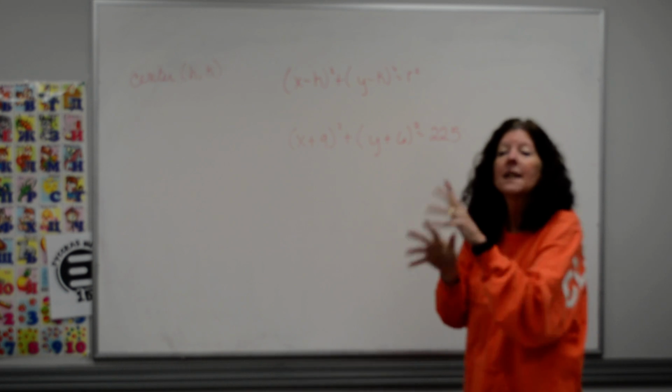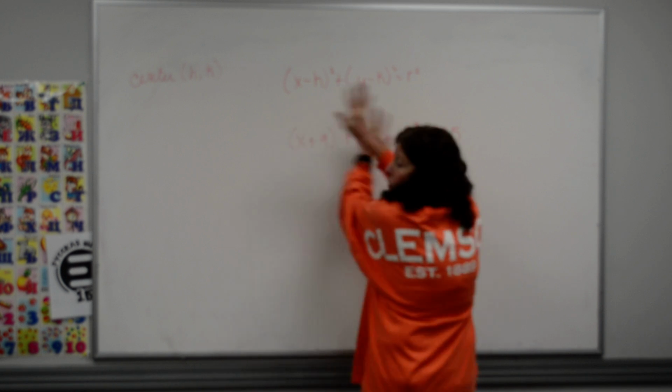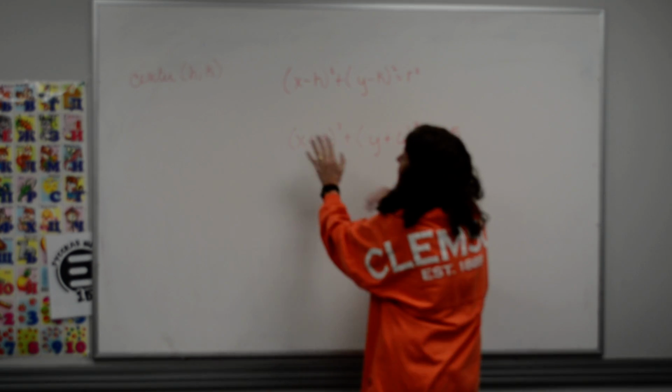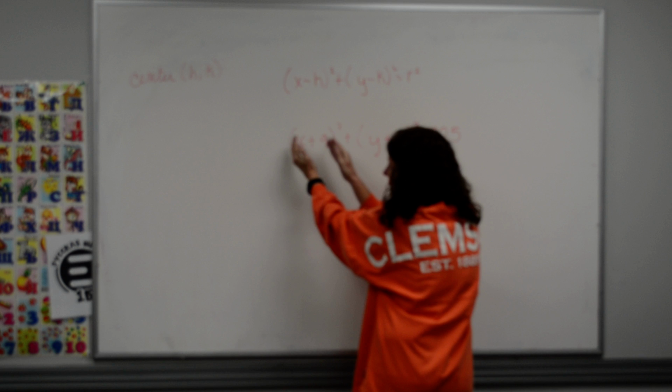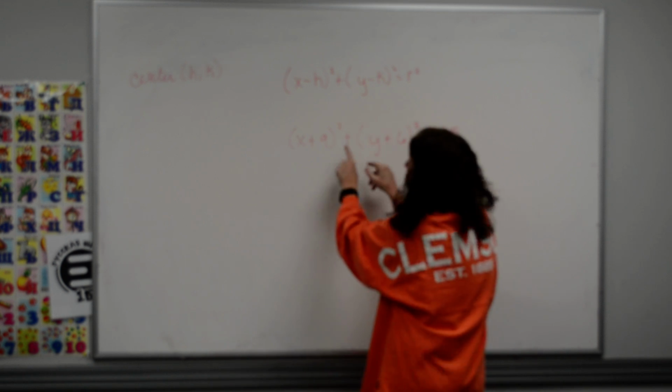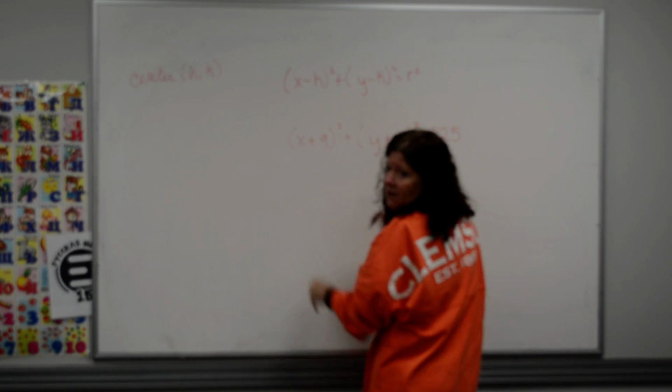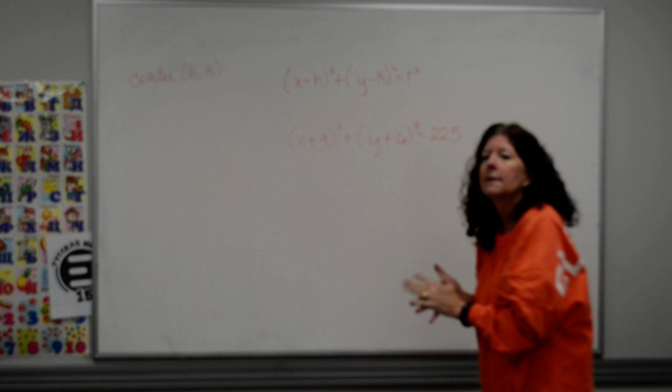-9, -6. Now be careful, every once in a while they'll switch these two, but know that your x value comes with that x and the y value comes with the y. But see, that's plus, so that can change the order. Okay, what about the radius?